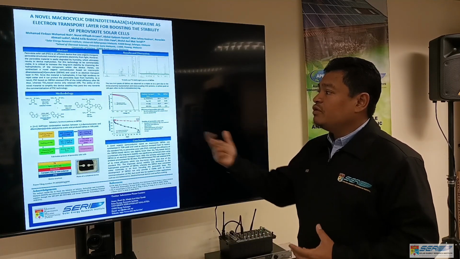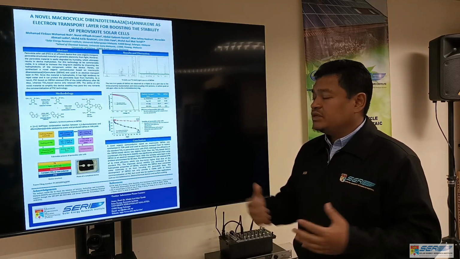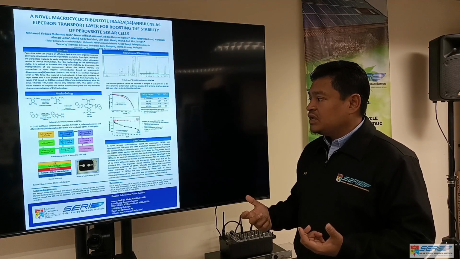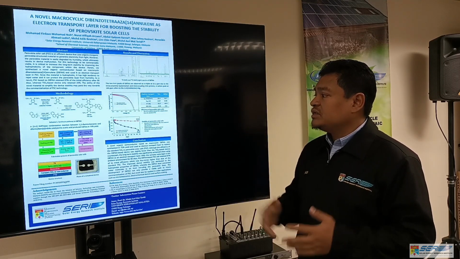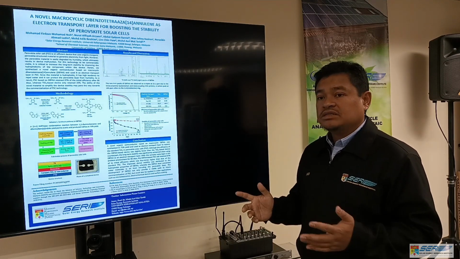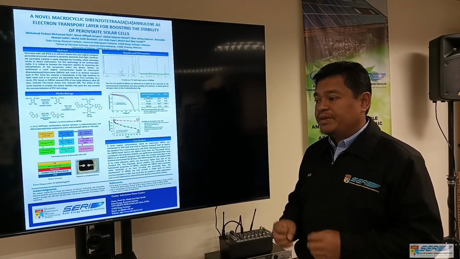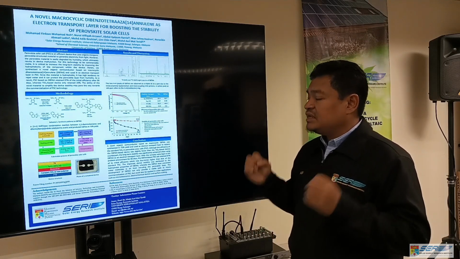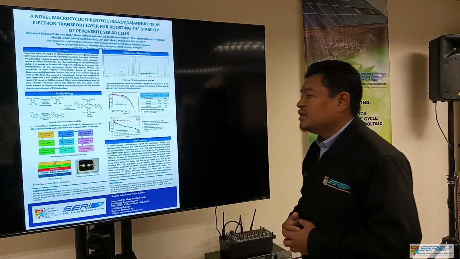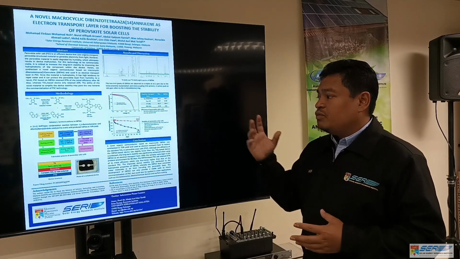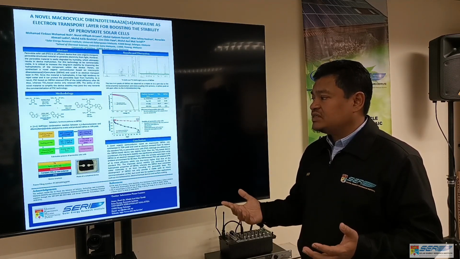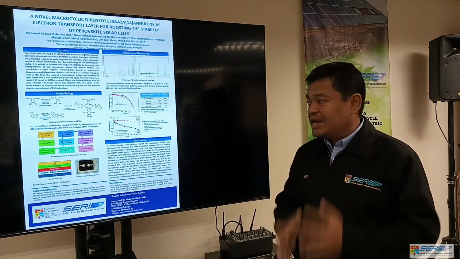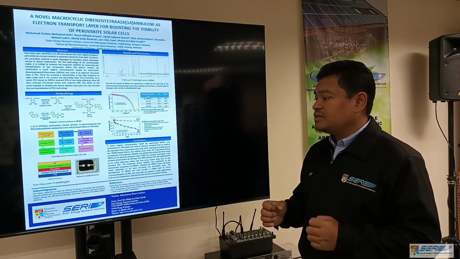Now we go to the methodology. We synthesized this material, and at the end we got a 75% yield. That means only 25% is not used, and 75% is the product for the material itself. After we got that, we fabricated the perovskite solar cell, from the cutting of the glass up to encapsulation. All done in our lab.